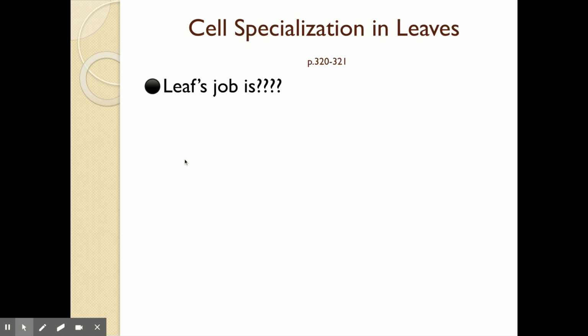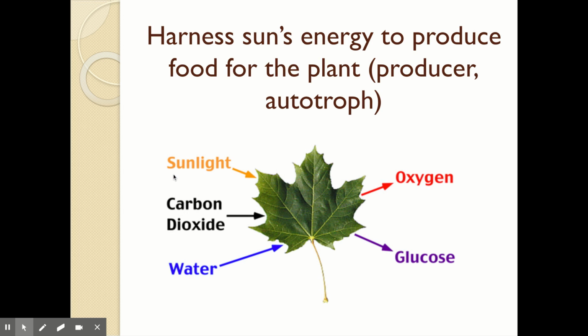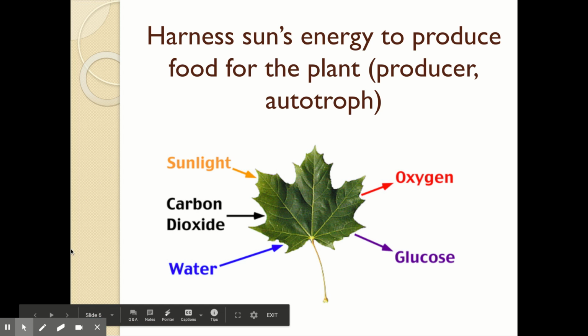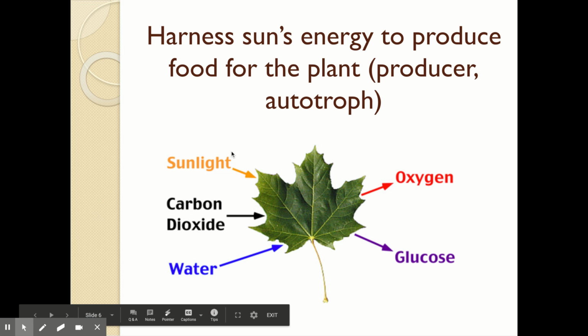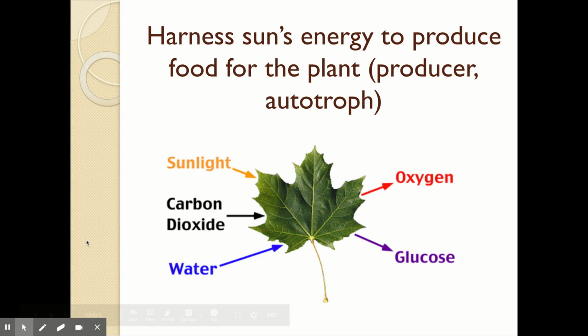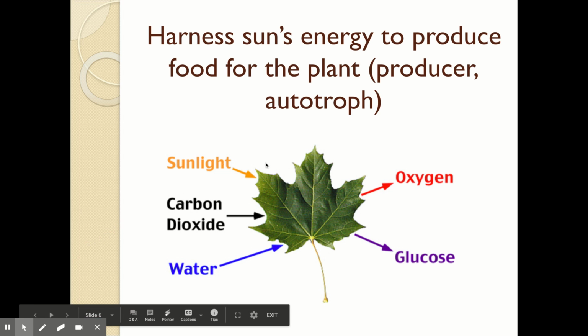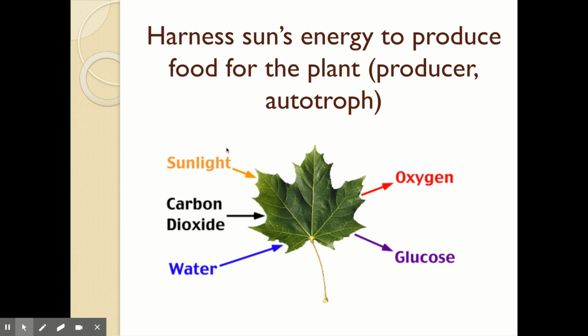So what is a leaf's job? I am hoping you can tell me that its job is to harness the sun's energy to produce food for the plant, aka photosynthesis. We know in order for photosynthesis to work, you need sunlight, carbon dioxide, and water, and it produces oxygen and glucose. This is the leaf's main job.